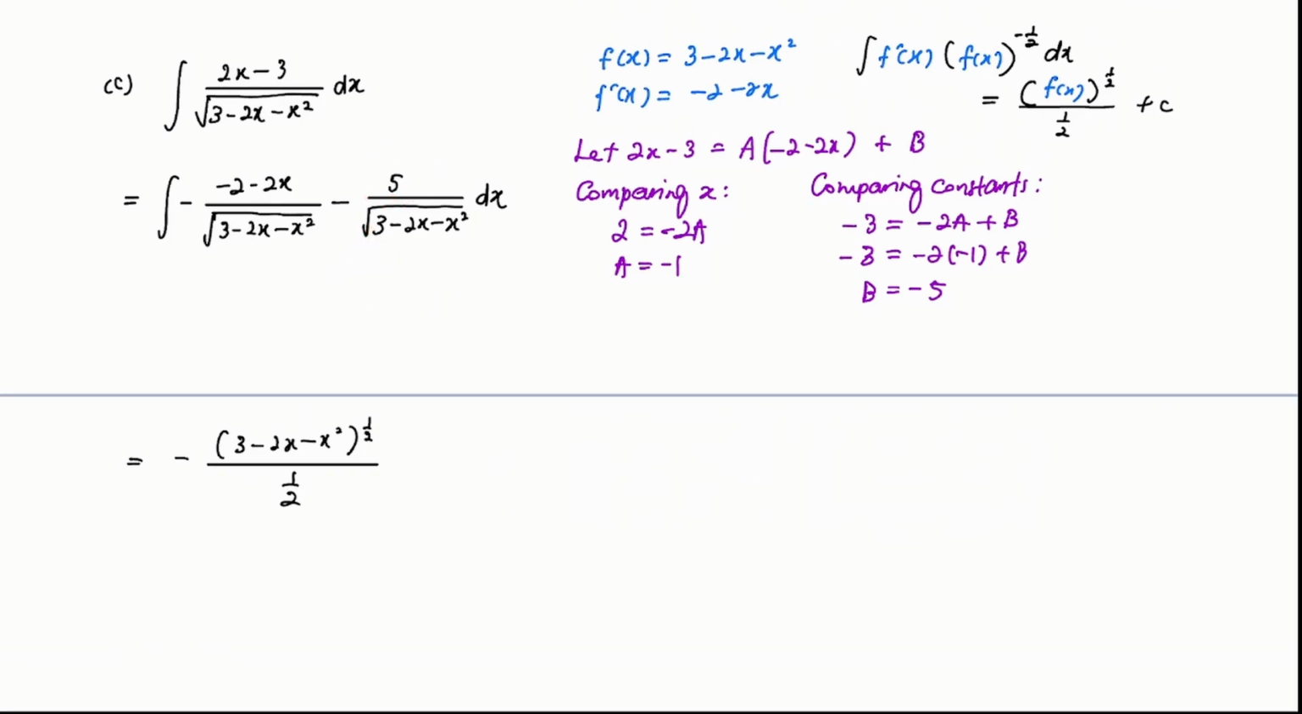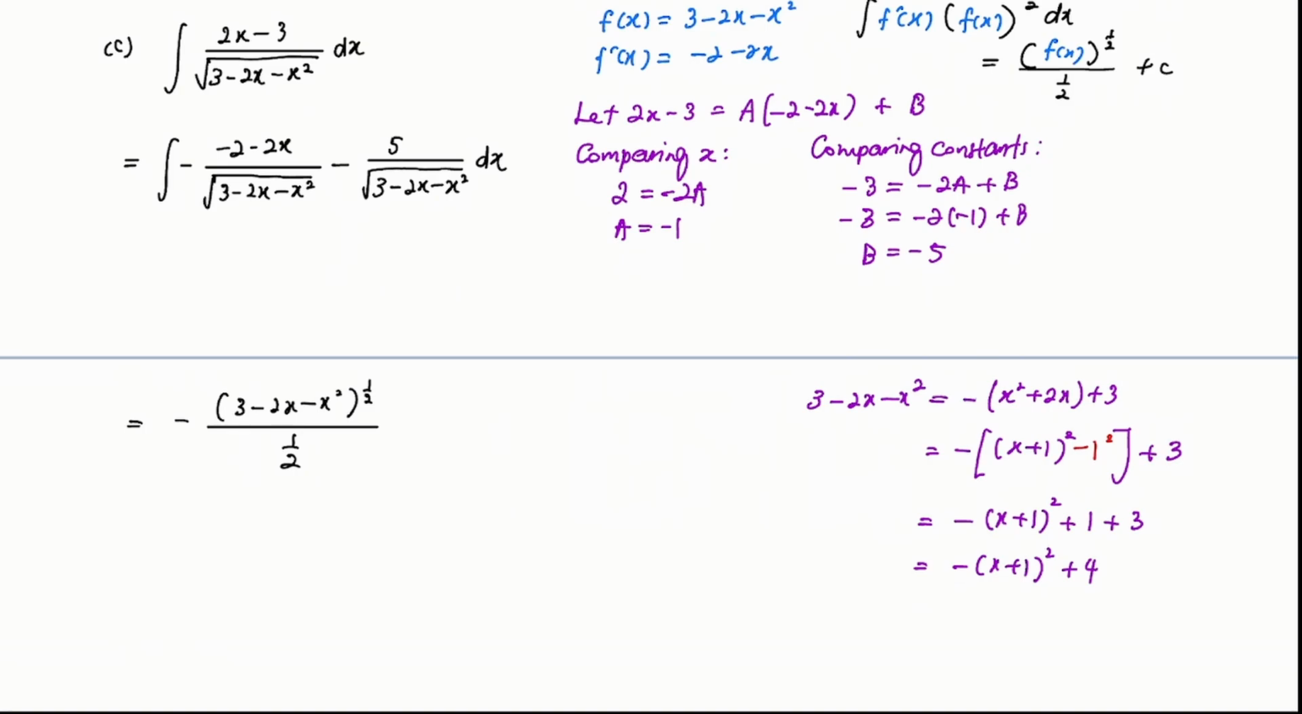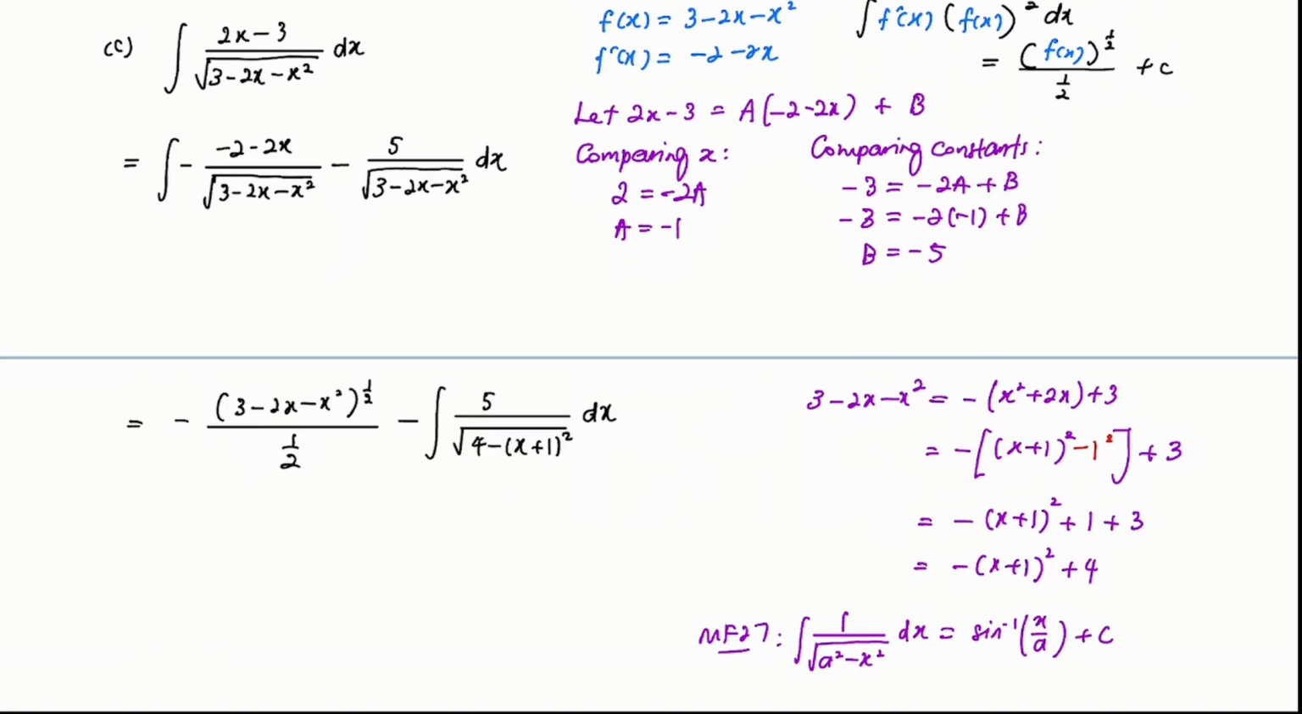If you observe the MF27, actually this one is in a completed square form. So before that, let us do the completing the square for this one, which will look something like this. Then we use the following MF27, and we can express the second fraction as something like this. Okay, so let's fix the first one.